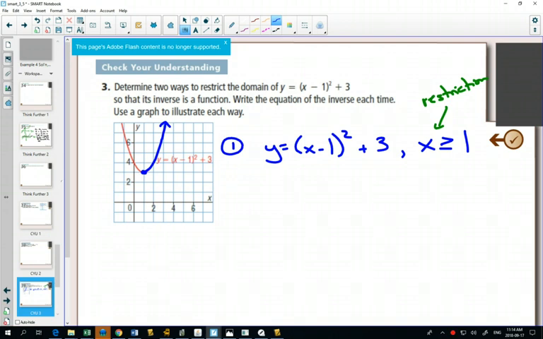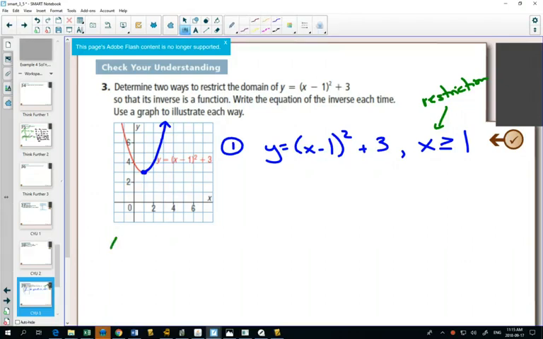So here, if I restrict the domain just to be x bigger than or equal to 1, that'll only be the blue part of the entire red graph. And if I look at the blue part, does it now pass the horizontal line test? Yes. So that means that my inverse is going to be a function.